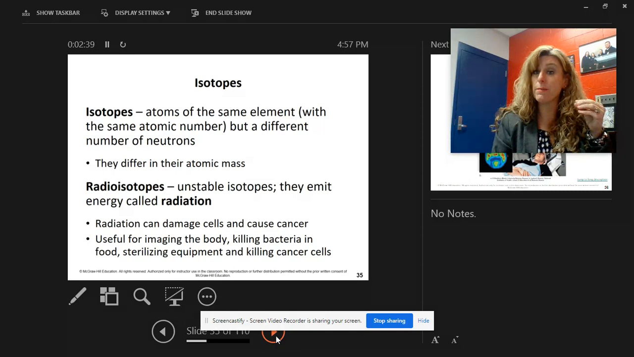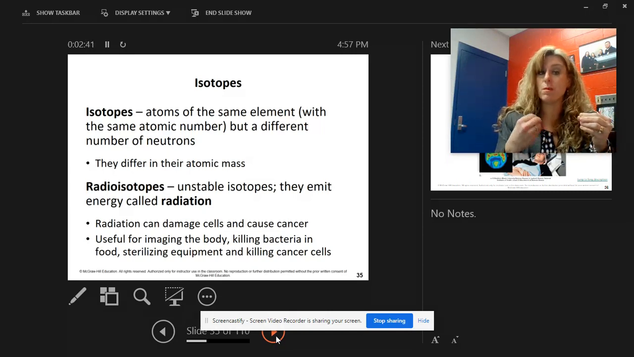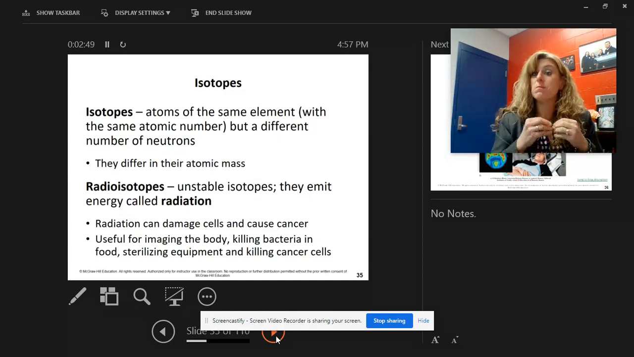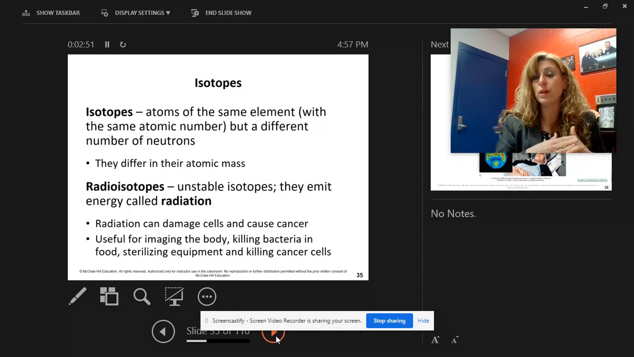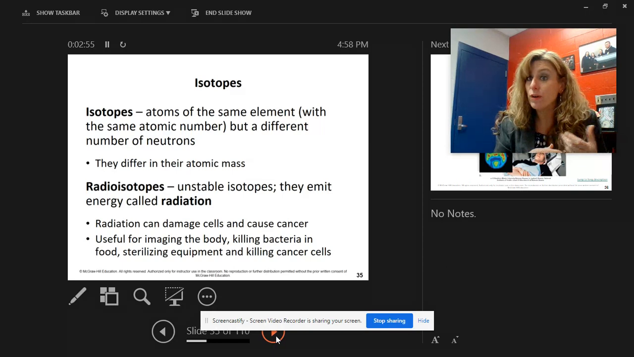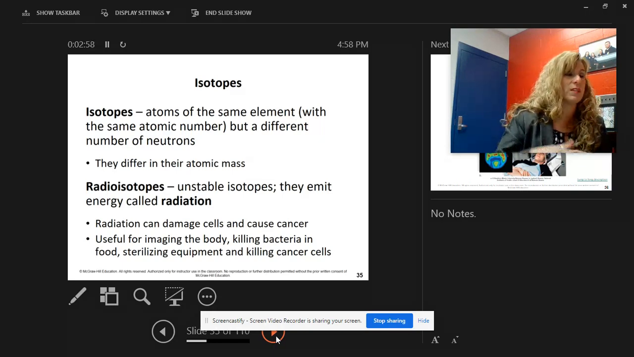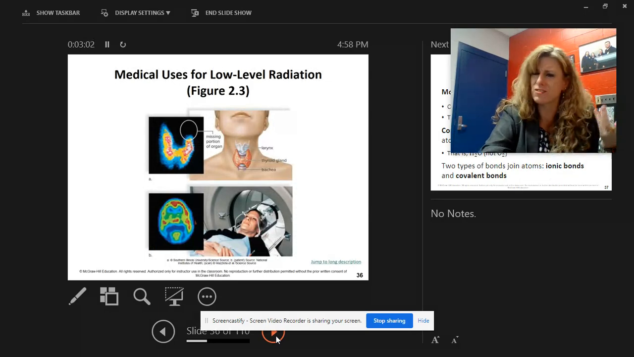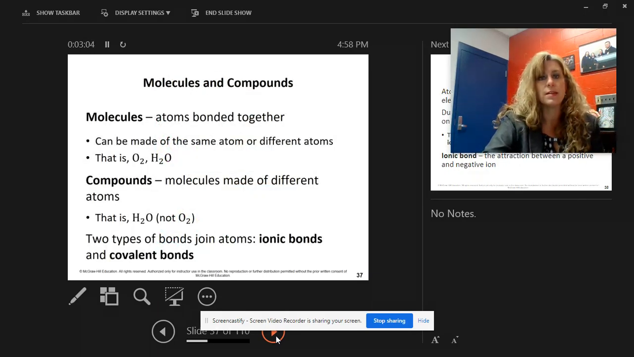Those are atoms of the same element, but they have different numbers of neutrons. They're important to us in anatomy because we use those as radioisotopes. Those are unstable isotopes that emit some low-level radiation. And we use those as medical imaging so that we can see if there are tumors or see brain activity, just different things. And it's just some little pictures for you.